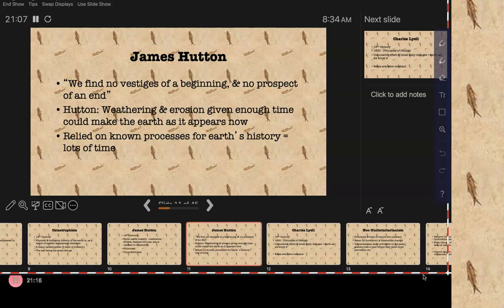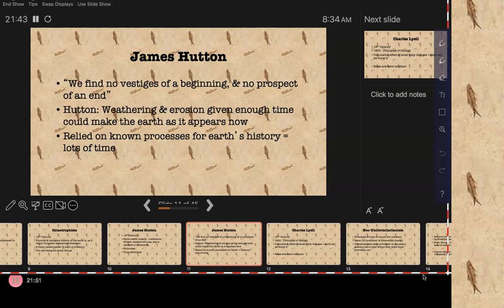This is in quotes, so this must have been something Hutton actually said. We find no vestiges of a beginning and no prospect of an end. Again, introducing the idea of what we'll come to call deep time. Okay? He said that weathering and erosion, given enough time, could make the Earth as it appears now. And he relied on the known processes. In other words, you look out the window, what do you see happening? And also, I don't think it says it here, but the rates that it's happening in.